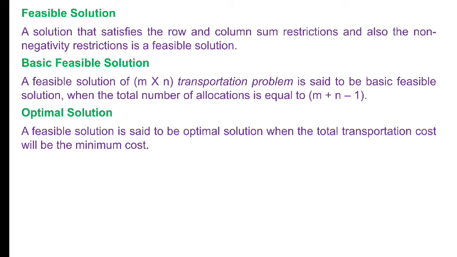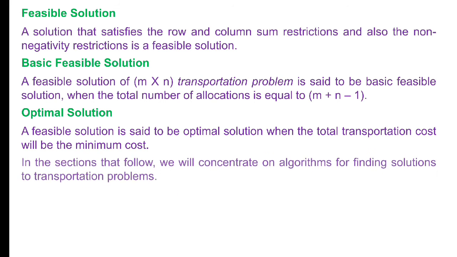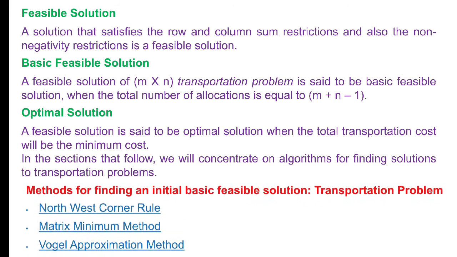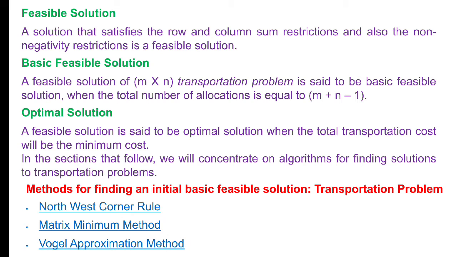In this section, we will concentrate on algorithms for finding solutions of transportation problems. There are three methods for the initial basic feasible solution. Unfortunately, our syllabus also talks about initial basic feasible solutions only. The three methods are northwest corner, matrix minima, and Vogel's approximation method. Apart from that, row minimum and column minimum methods exist, but those two methods are not required. We will study the northwest corner rule.